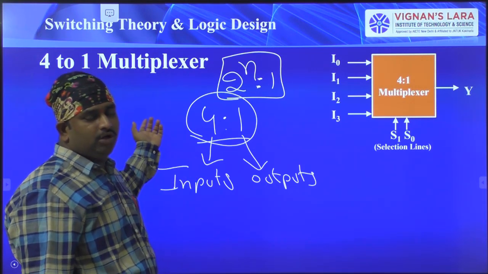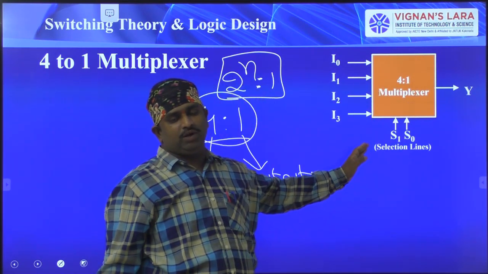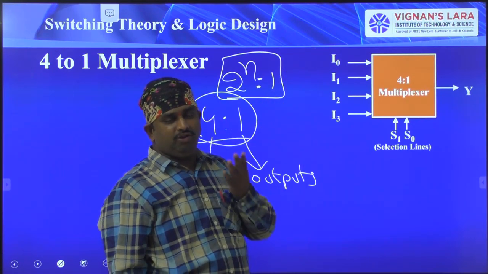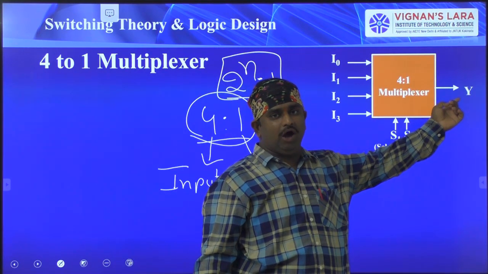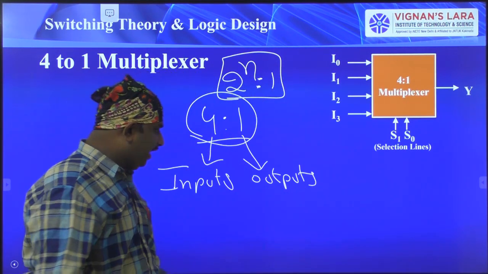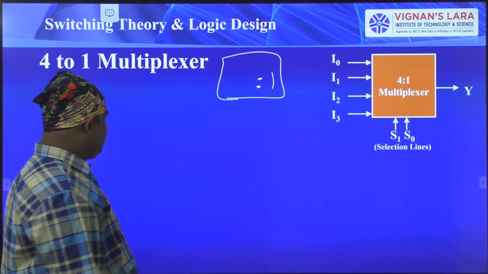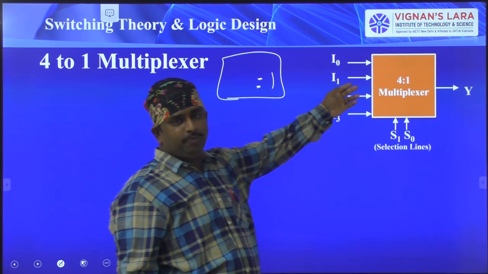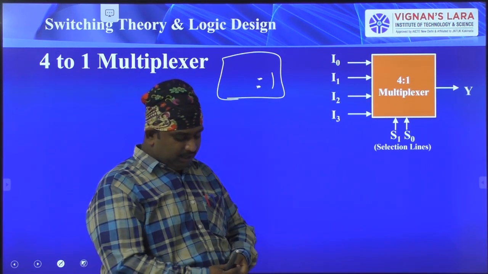Here I am discussing a 4:1 multiplexer, where 4 are the inputs and 1 is the output, and S1, S0 are the selection lines. The information signals I0 to I3 are the 4 input signals. Any one of these input signals will be present at the output based on the selection lines information. So we can define the multiplexer in this way: a device whose output is any one of the inputs based on the selection lines.